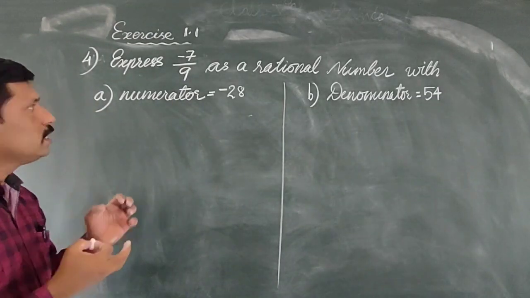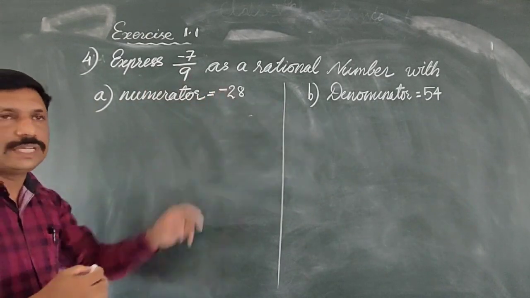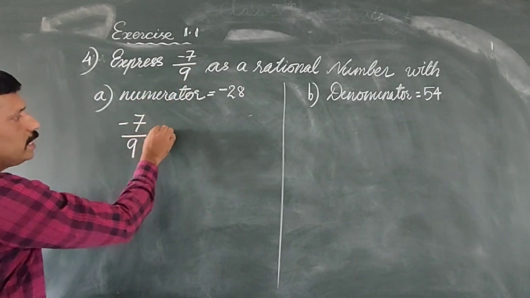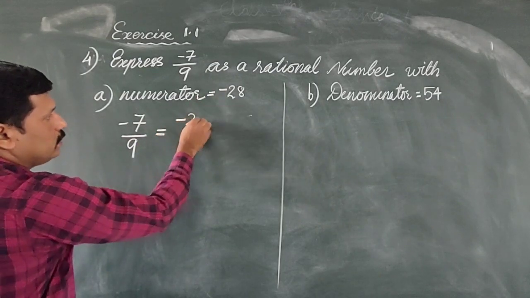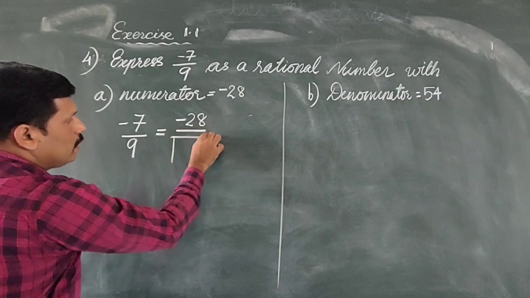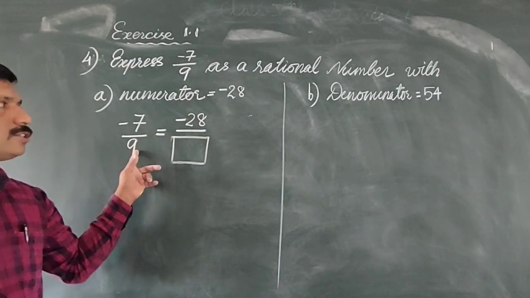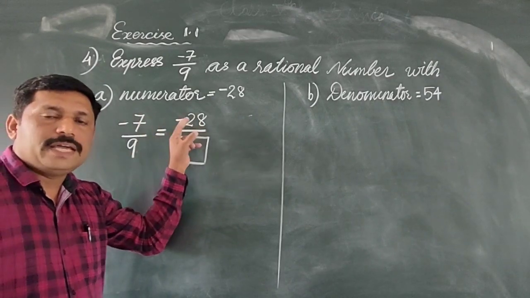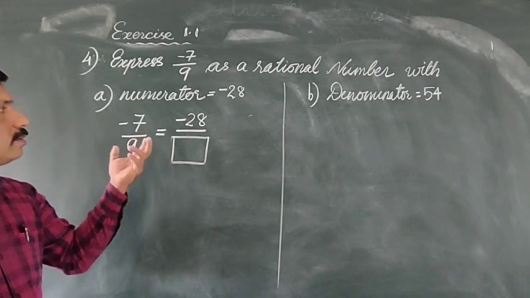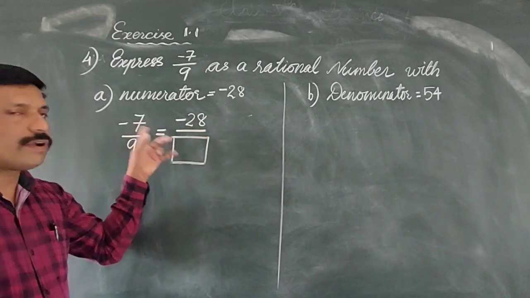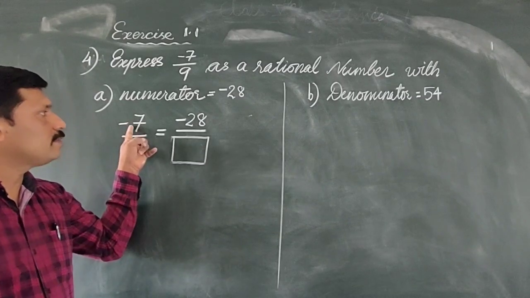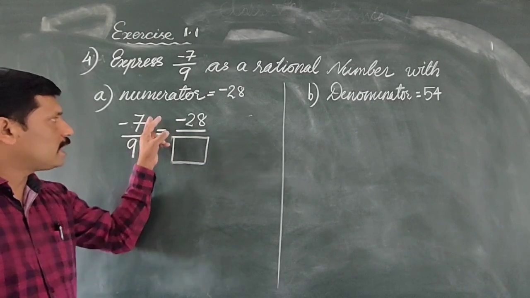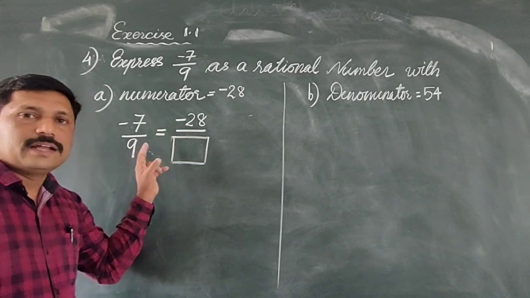First, how to change this rational number, negative 7 upon 9, to one with numerator negative 28? When the numerator changes to negative 28, what will be the denominator? That we have to find out. We know how to get equivalent rational numbers: by multiplying negative 7 with one number, we get negative 28, and if we multiply the same number with 9, we get the denominator.